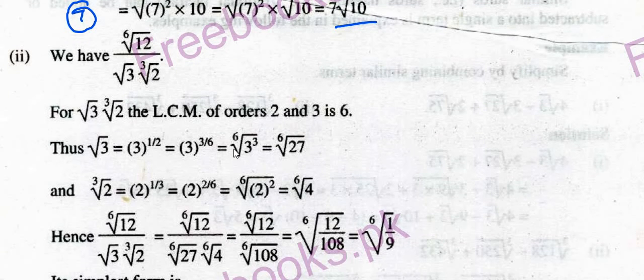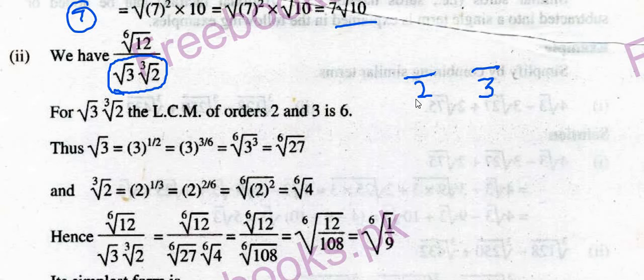Now the orders of all the surds are different. To make them equal, look at the denominators and take the LCM. What is the order of each surd? The first is the square root of 3, whose order is 2, and the other is the cube root of 2, whose order is 3. What is the LCM of 2 and 3? It is 6.